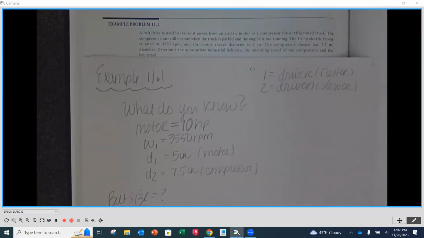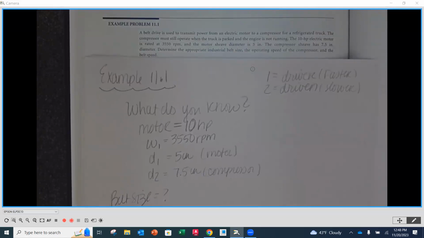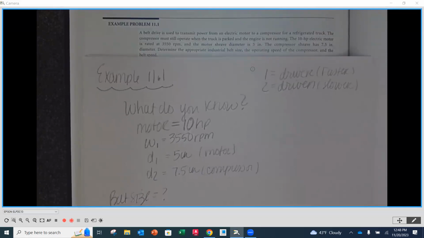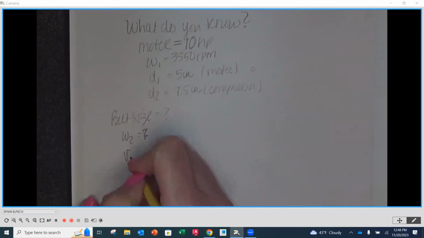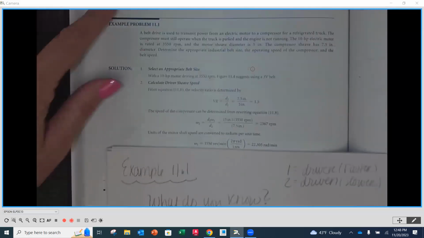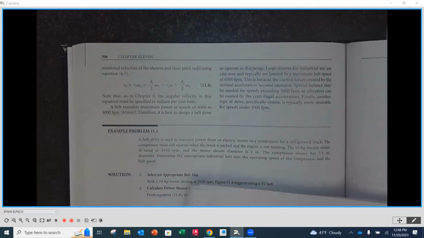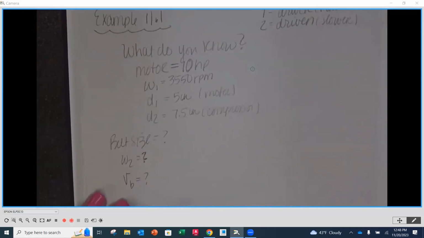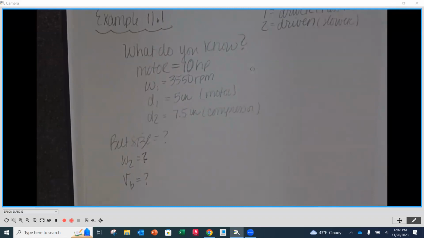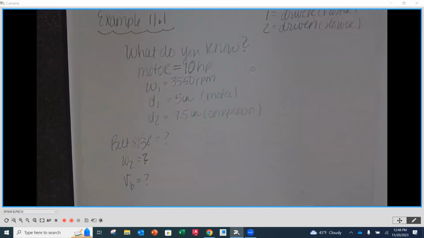Okay. And then lastly, belt speed. What variable goes along with belt speed? Yes, it's going to be V. Up in the top, they called it VB. So the pitch line speed, if you would, of that belt. So V, the lowercase v. This is the straight line velocity component of something that's rotating. How fast is that? So these are the three things that we want to come up with.